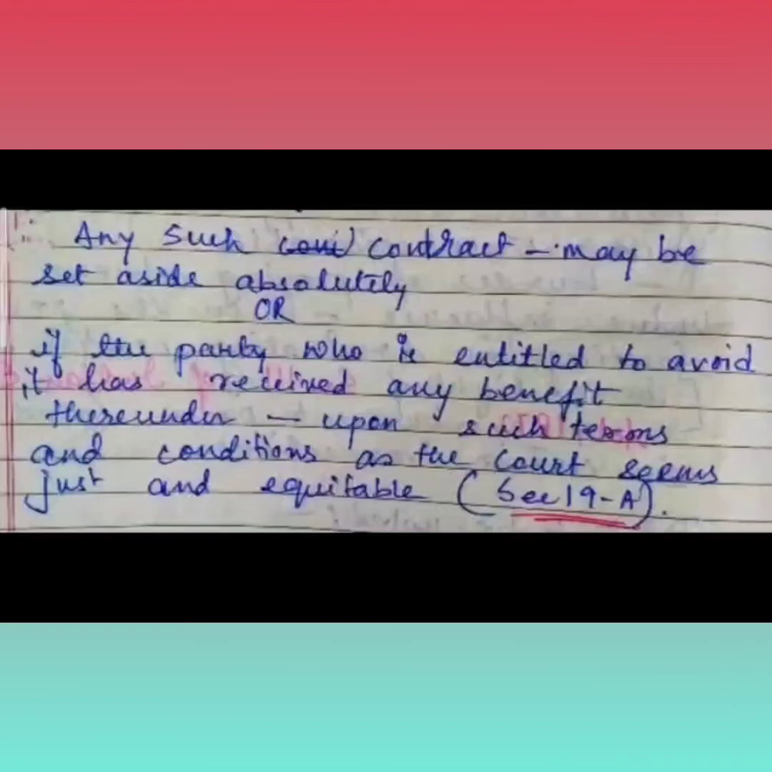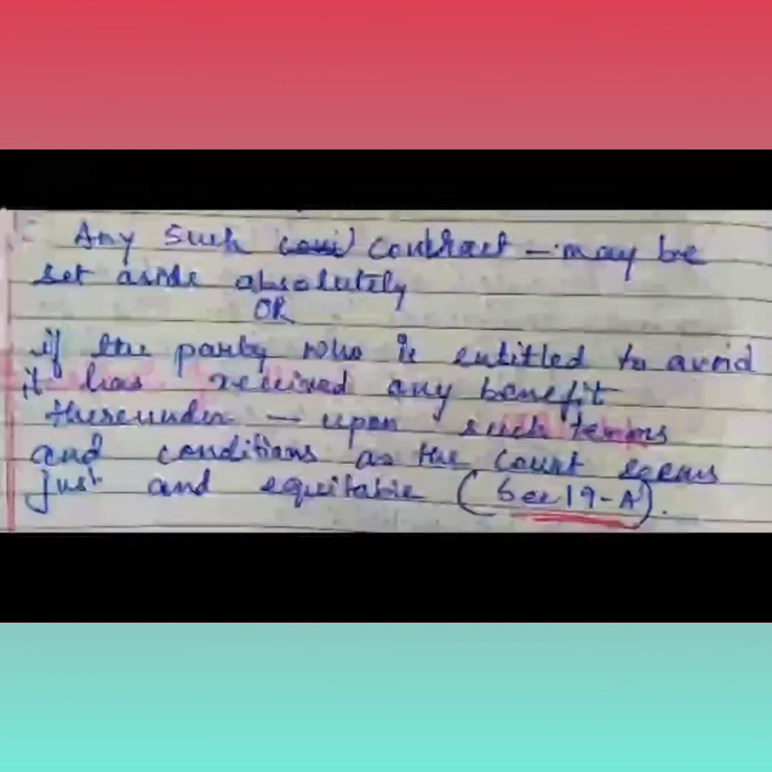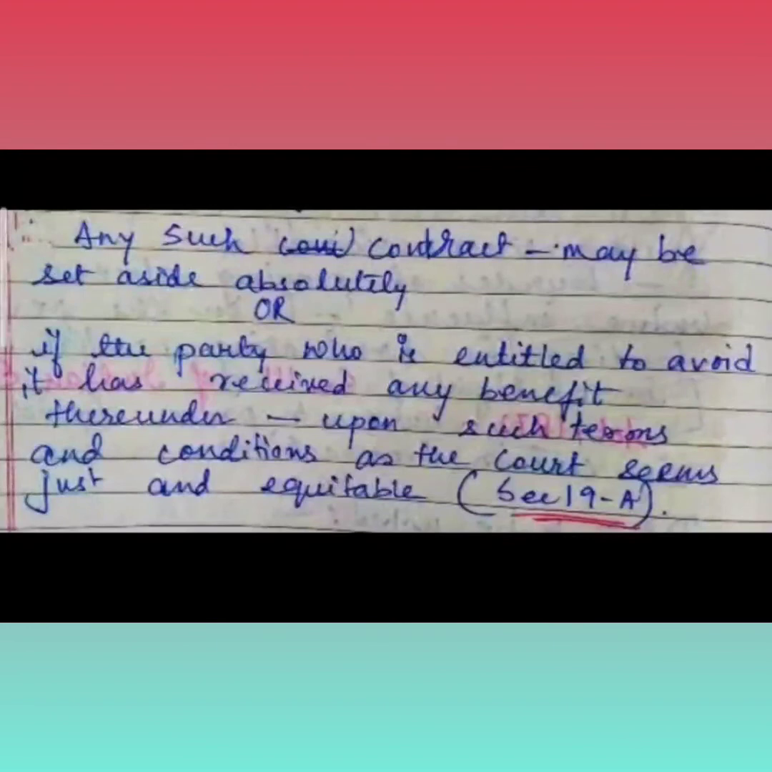Now we come to the last part of undue influence, that is section 19A, which gives us the effect of undue influence on a contract. Section 19A provides that the contract will be voidable. But again, there are two conditions. First, any such contract, that is where an undue influence has been exercised, may be set aside absolutely.